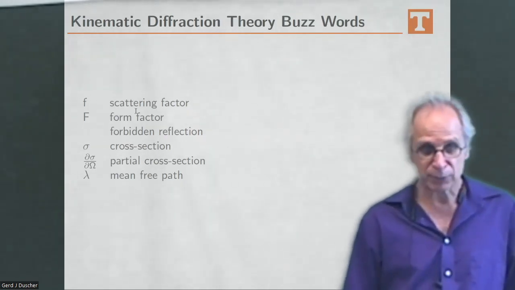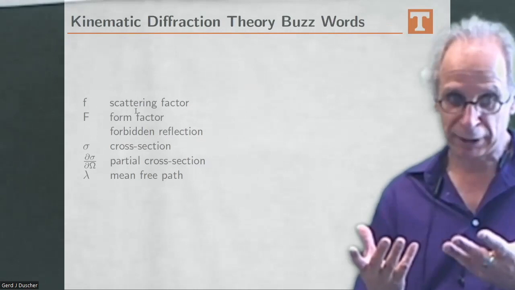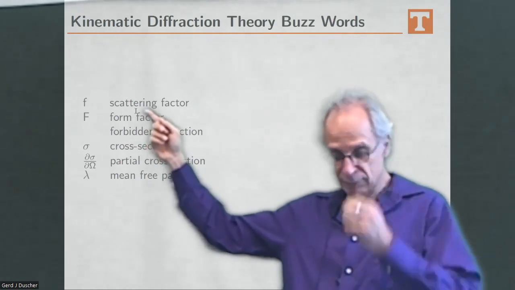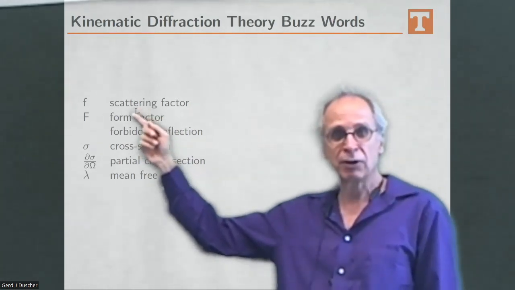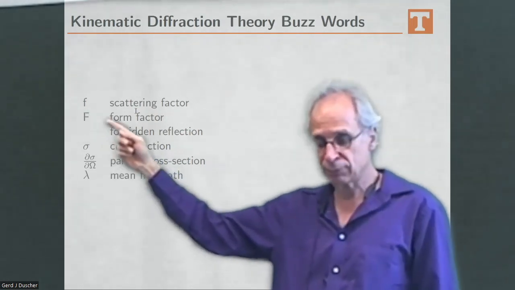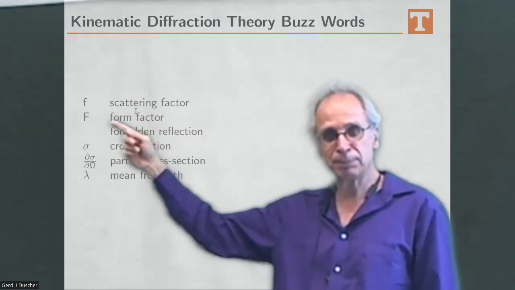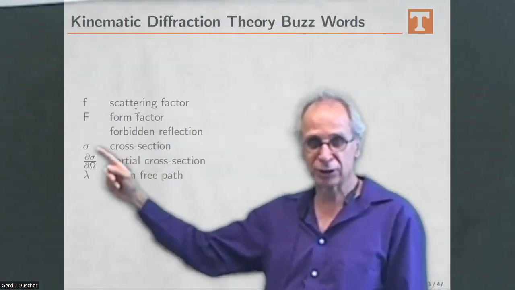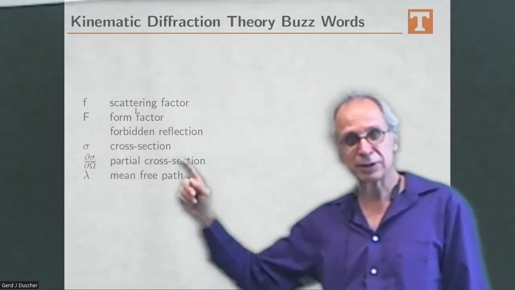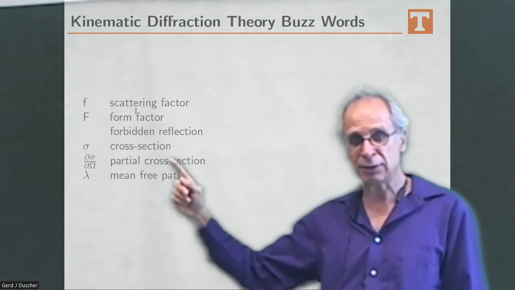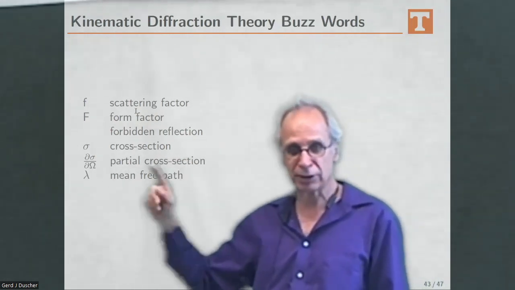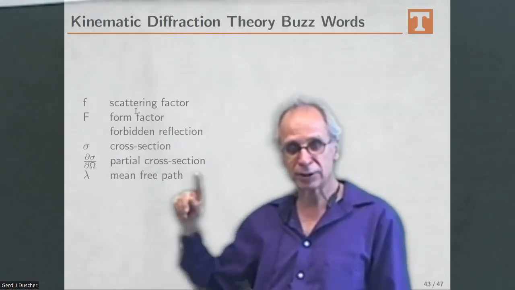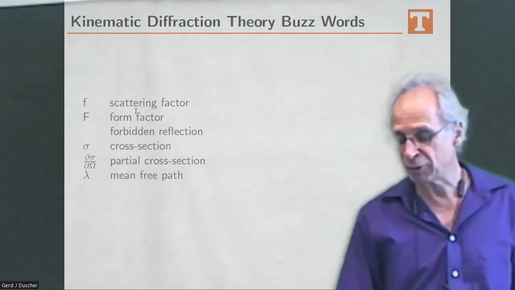I have a few buzzwords, so that will end our language course here. The key terms here are scattering factor, it's normally a small f. Form factor, forbidden reflections, which doesn't have a name, of course, they're not there. Cross section, so we'll talk about that more in EELS and in imaging. So, of course, all of that will be used and explained many times. Partial cross section and mean free path.